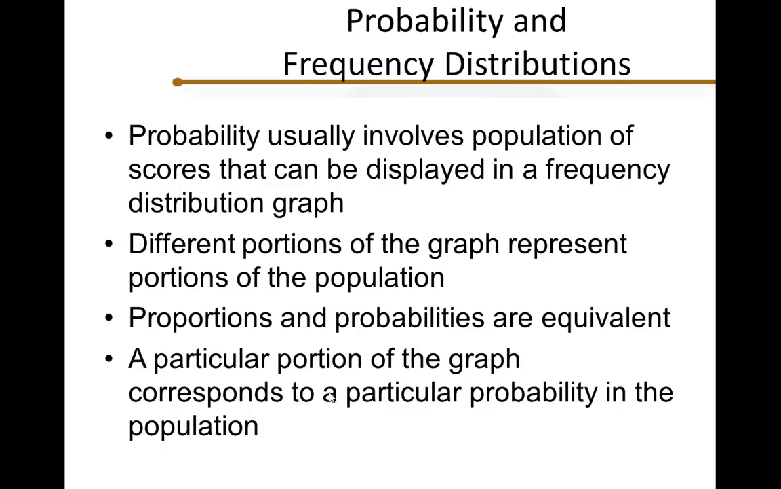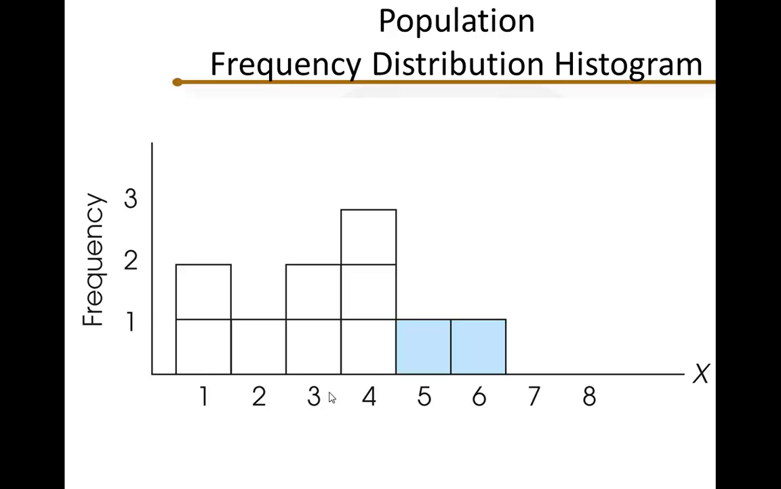Probability usually involves populations of scores that can be displayed in a frequency distribution graph, which we've looked at in the last couple of chapters. Different proportions of the graph represent portions of the population. Proportions and probabilities are equivalent. So a particular portion of the graph will then correspond to a particular probability of the population. So here's just an example for you.